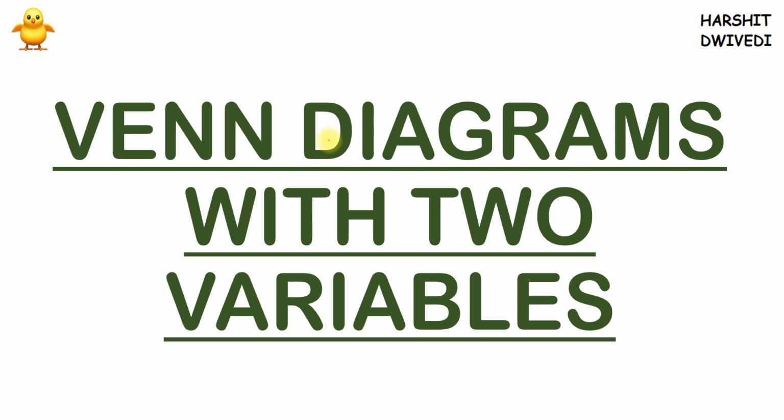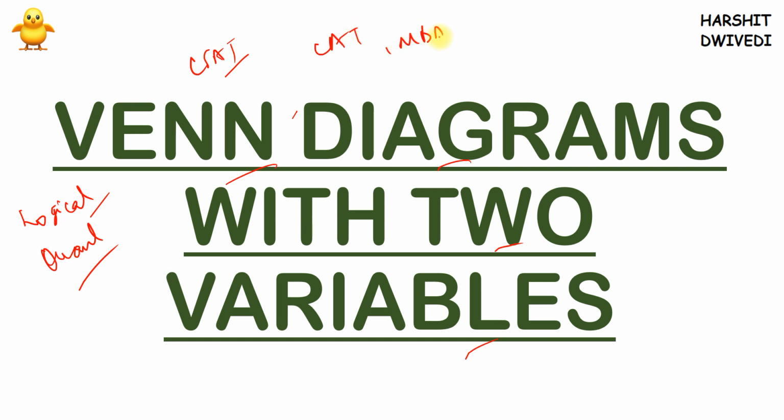So in this video, friends, I will be discussing with you the Venn diagrams with two variables concept. See, Venn diagrams is something which can be asked in varied applications. For example, it can be asked in questions of quantitative aptitude. It can be asked in questions of logical reasoning. It can be asked in any type of exam, whether it is a CSAT exam, whether it is CAT or MBA entrance examination, whether it is GMAT, whether it is small exams like SSC banking, any exam, this two variables Venn diagrams and three variables Venn diagrams questions can be asked.